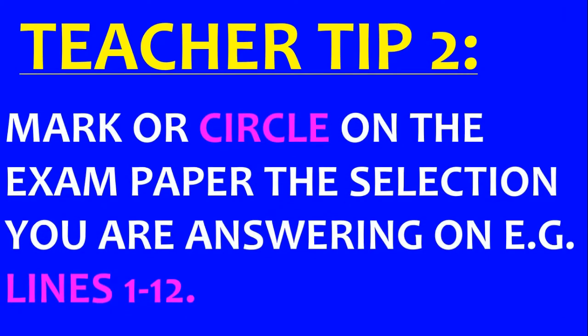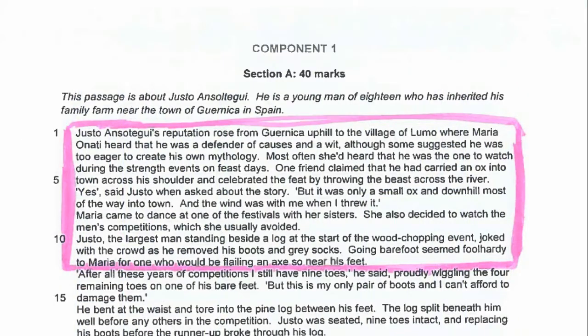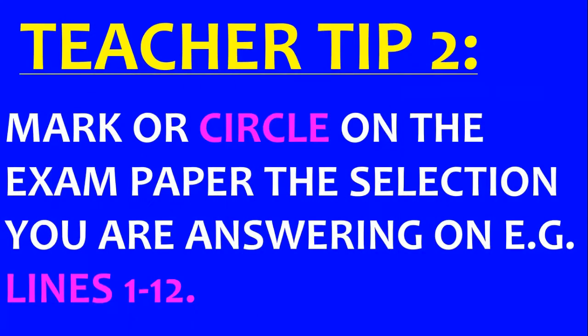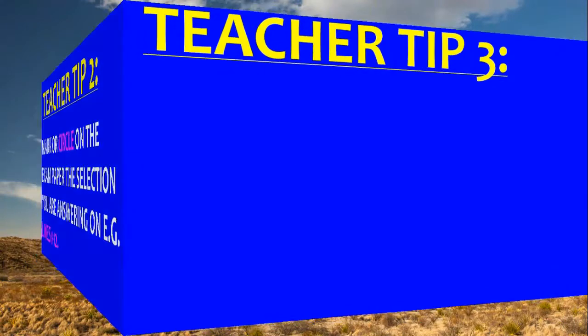Tip 2: mark or circle on the exam paper the selection you are answering, e.g. lines 1 to 12. So if I've got my exam paper here, question one is on lines 1 to 12. I've just squared it around lines 1 to 12, so I know all my information must come from inside that box. Okay, makes it clear for me.